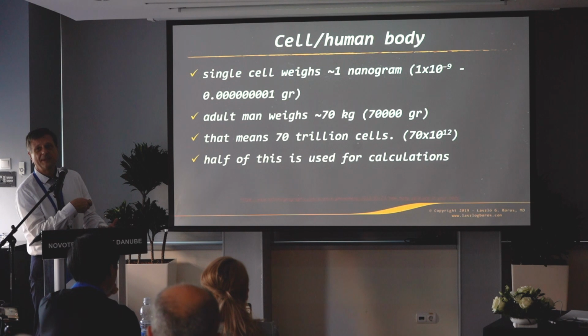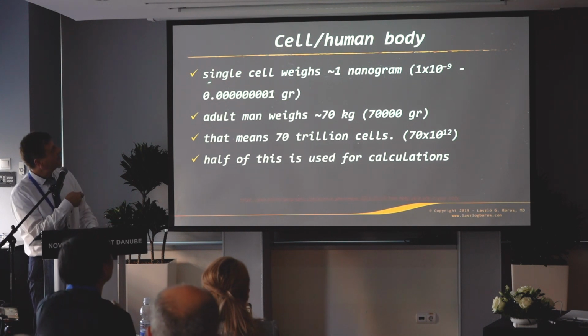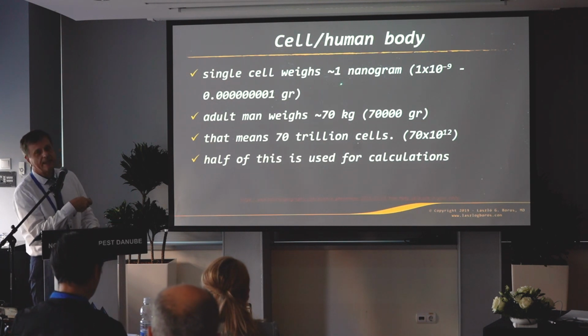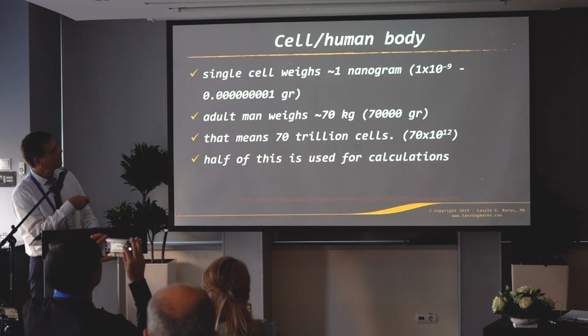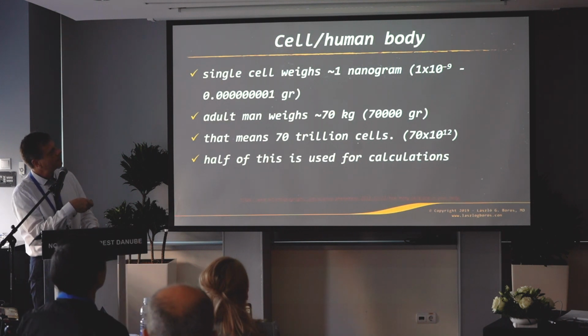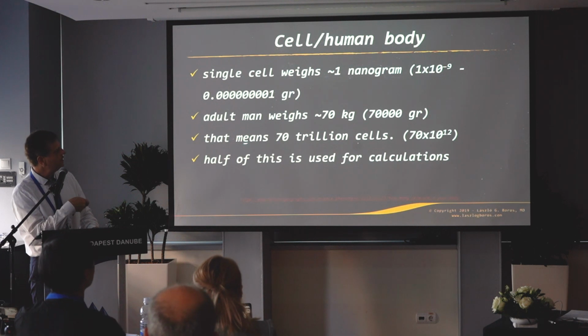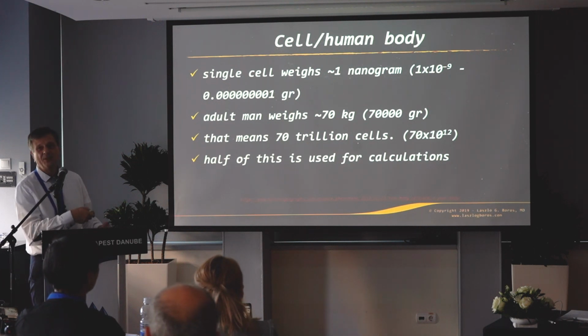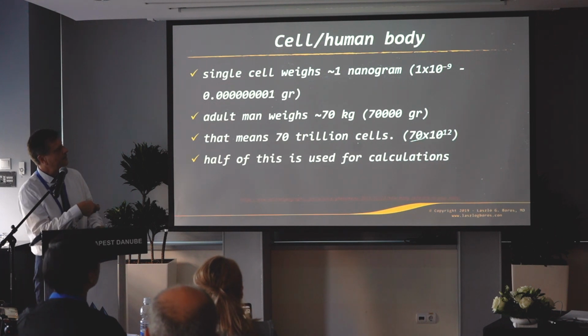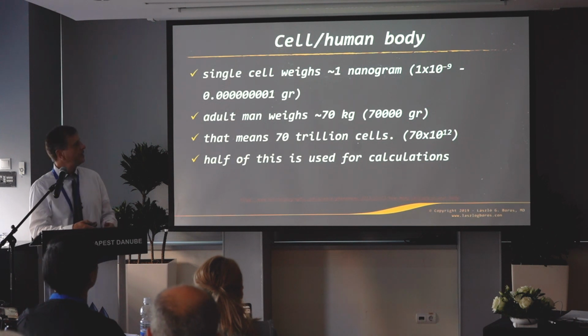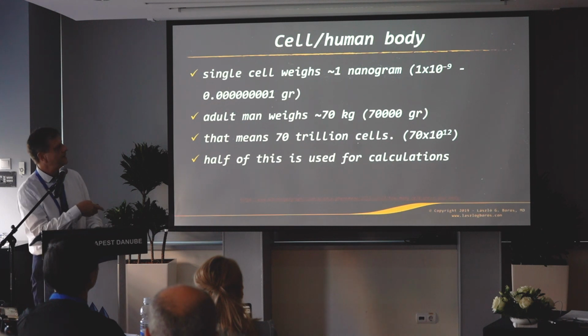So now we have to figure out how many cells we have. We know a single cell weighs about 1 nanogram, which is 10^-9 gram. A human weighs about 70 kilograms. So if you look at these links and do the calculations, you can find out that every human being would have about 70 trillion cells, which is about 70 times 10 to the 12. Now, for calculations, we use 35 trillion. I'm not going to go into details. You can read the details, but practically it's in that range.